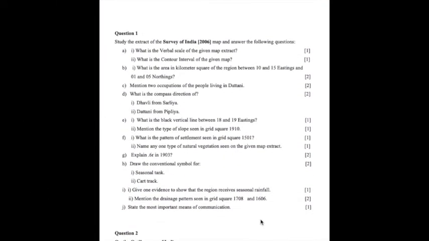What is the verbal scale on the given map? The verbal scale on the given map is 2 centimeter on the map is equal to 1 kilometer. Then what is the contour interval of the given map? Contour interval of the given map is 20 meters. Then what is the area in kilometer square of the region between 10 to 15 easting and 1 to 5 northing? So I have written 19.75.